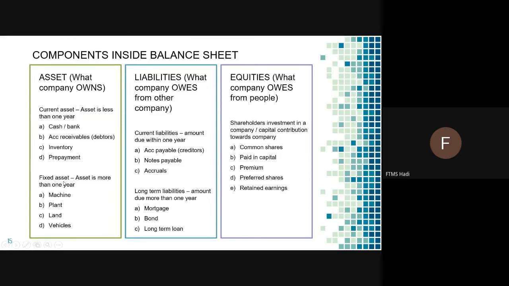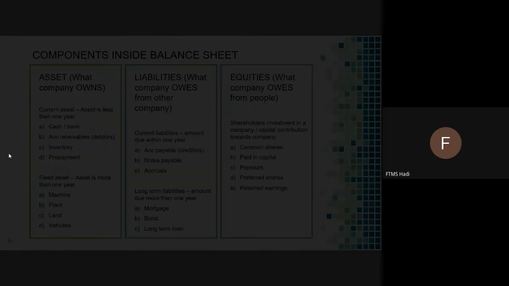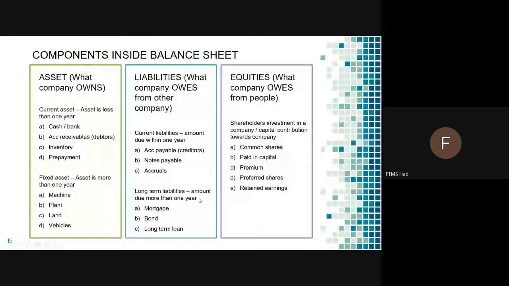Fixed asset, which is this part, is asset that can be used more than 1 year. For example, machine can be used for so many years. Plant means the plant factories, you can use that for more than 1 year. Land, of course, can be used for many years. Vehicles, usually 5 to 10 years, for example van, new cars and so on, you can call it a fixed asset.